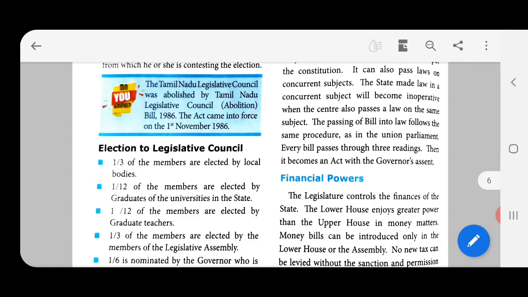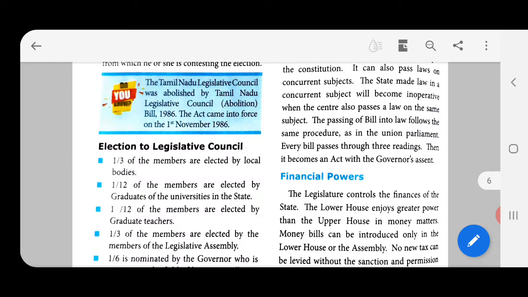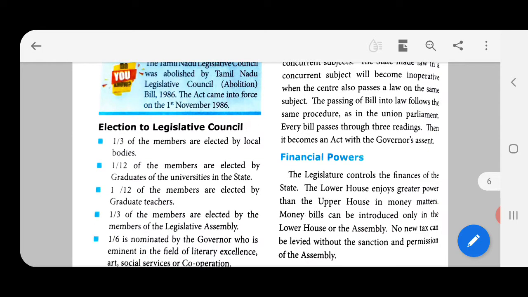Say for example, a law is being made with subject to the state at that point of time, and the same comes into the central government. So when the central government passes that law, the state government's law will become inoperative. The passing of the bill into law follows the same procedure as in the Union Parliament.